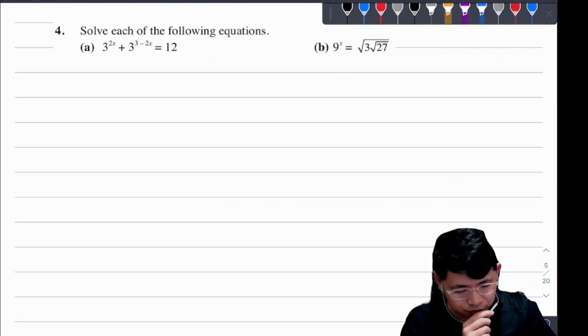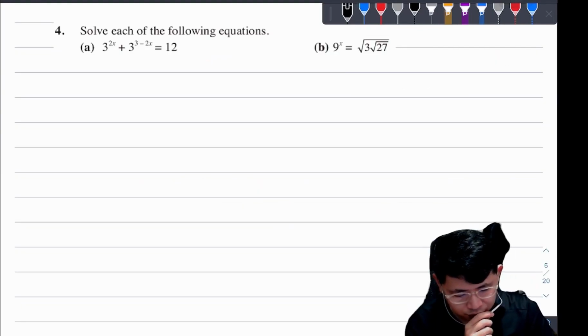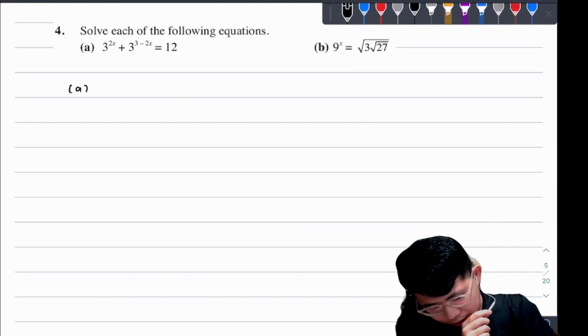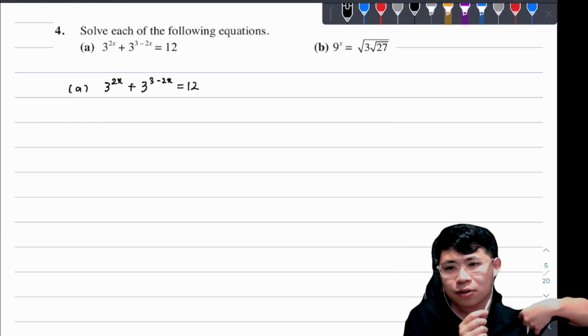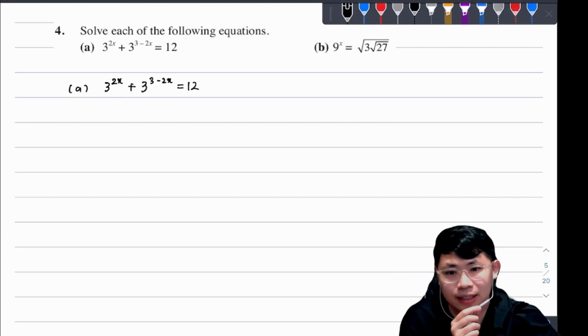Okay, so let's look at question 4. Question 4, we are solving each of the following equations. So over here, A is going to be a special kind of equation. If you've practiced enough, you can very well see that this is a quadratic equation.